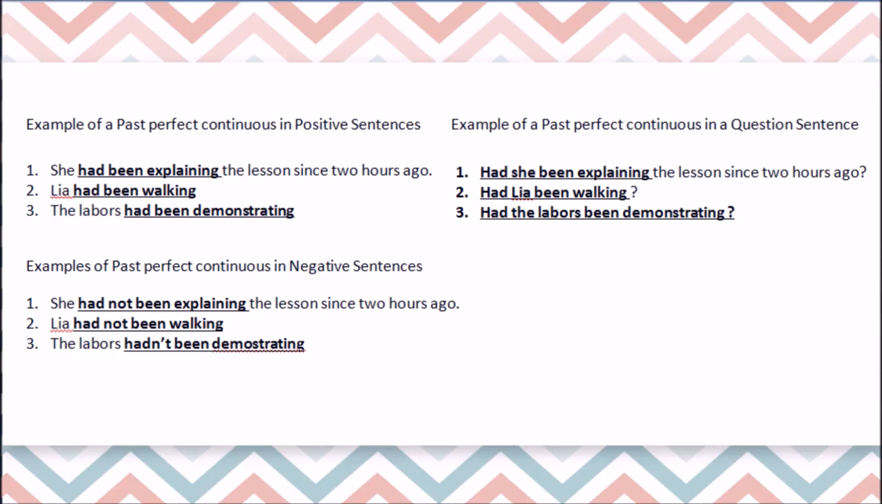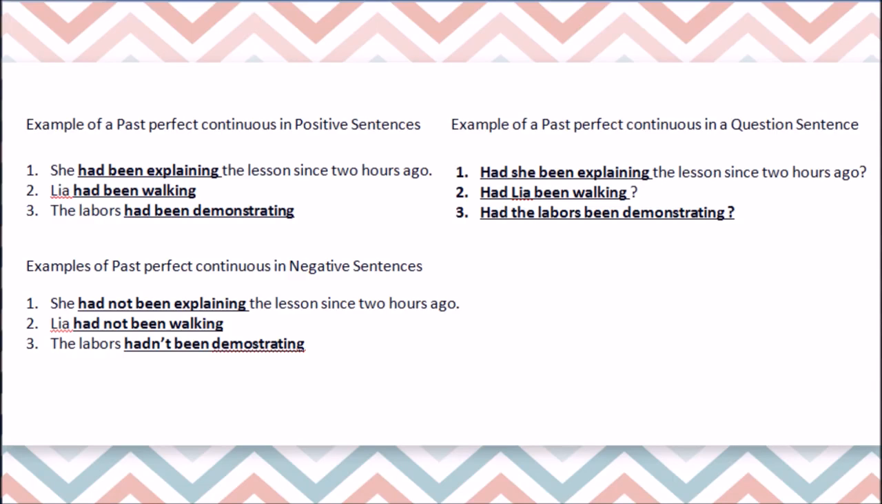Example of past perfect continuous in negative sentence. She had not been explaining the lesson since 2 hours ago. Leah had not been walking. The laborers hadn't been demonstrating.